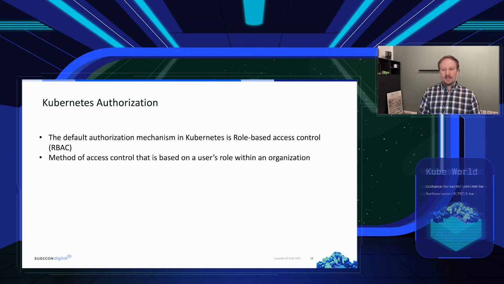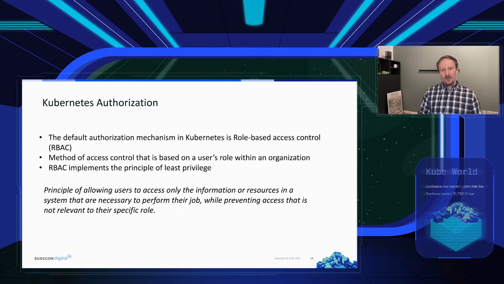Role-based access control is a method that is specifically based on a user's role within an organization. And what that also means is that it implements the principle of least privilege. Principle of least privilege means that we only grant access to the information that a user needs to perform his job or his role. And we specifically prevent him from accessing anything else that is not necessary.